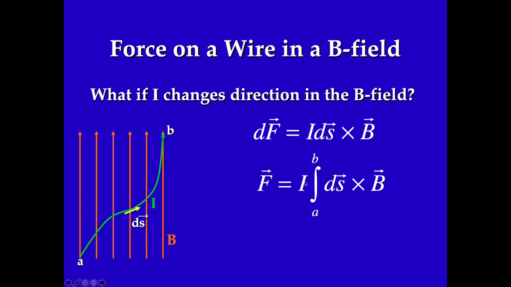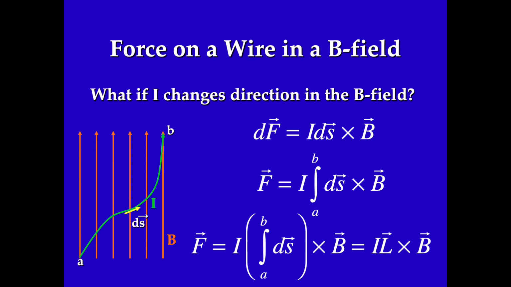Of course, if I is constant and B is constant, then I basically have the integral of I ds cross B. And what's the integral of ds? It's just a vector that points from A to B. So this clearly illustrates what L is. L is just a vector that goes from A to B. So F is still I L cross B, and this really clearly shows that L is the magnitude of the vector that points from A to B. Okay, that's our L.